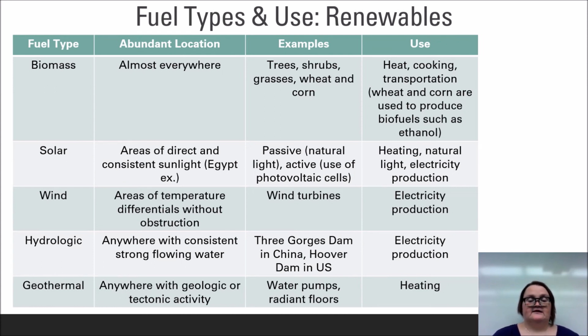Biomass, plant and animal matter, is found anywhere that arable soil is able to support populations of plants and animals. These resources are used in large quantities for burning to heat homes and cook food, particularly in lesser developed countries. Wheat and corn are also used to go through the fermentation process, which produces ethanol as a basis for other biofuels. Solar energy requires areas of undisrupted direct sunlight.